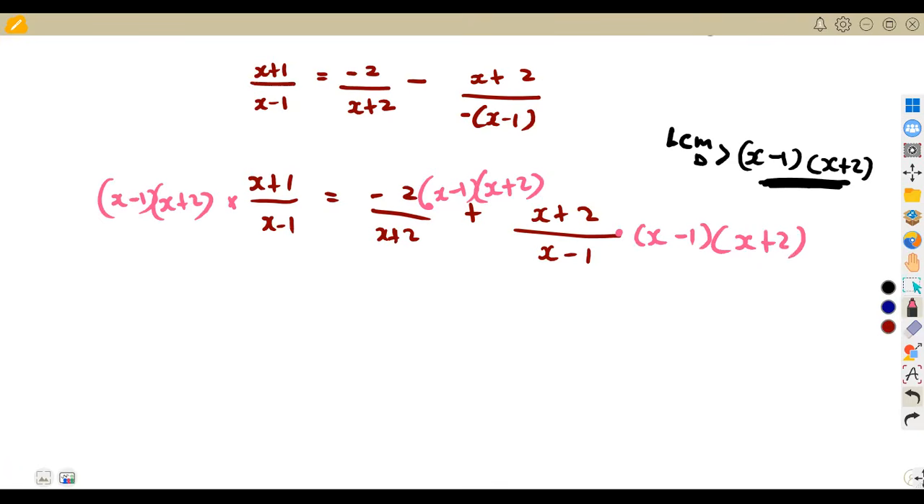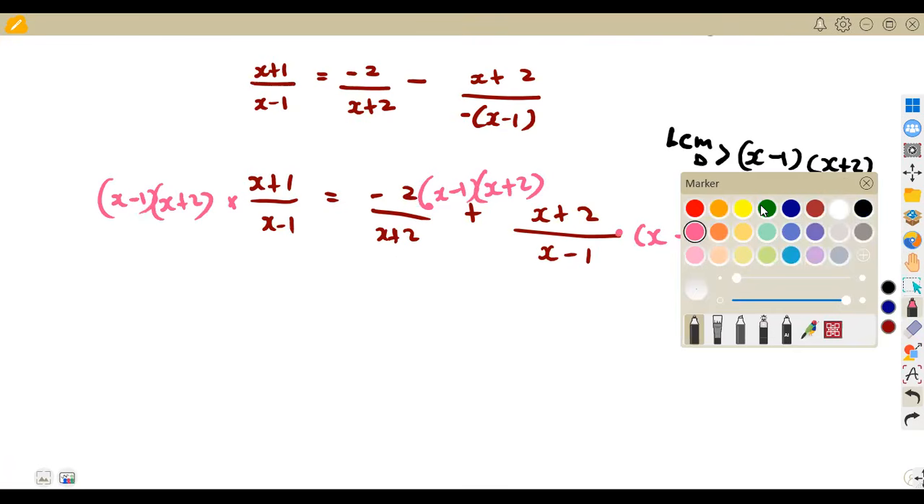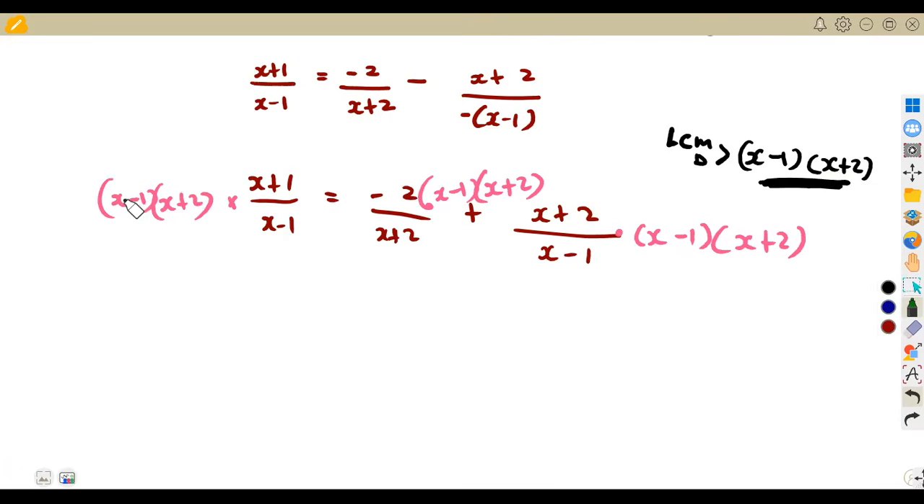So the moment we do this, it enables us now to cancel this, because this is the same as over 1. So you can cancel the x minus 1 and the x minus 1. You'll be left with x plus 2 and x plus 1. So these are the two parts that you're going to consider: the bracket of x plus 2 that is left and the bracket of x plus 1 that is left.